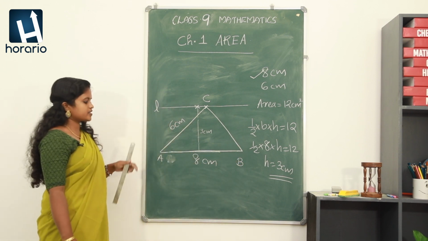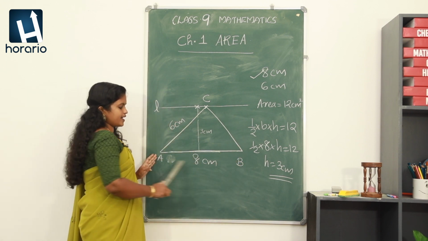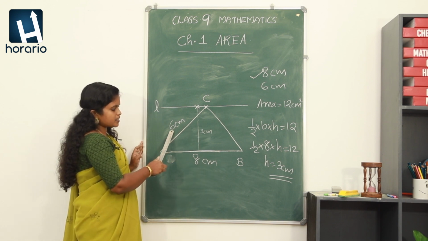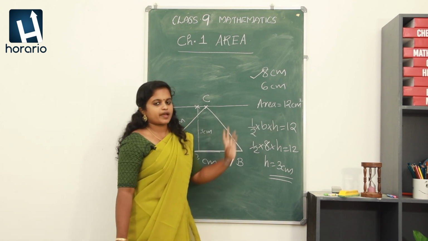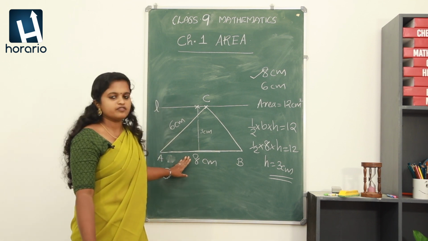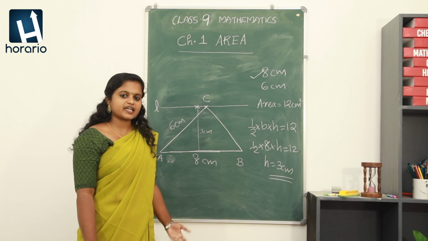So we completed the triangle and we got the required triangle ABC having the sides 8 centimeter, 6 centimeter and the area is equal to 12 centimeter square. So we are done with the first part. Now what is the second part?